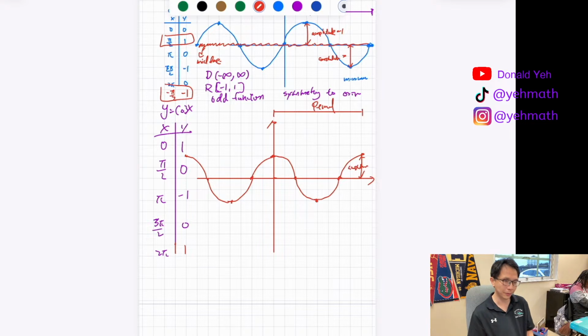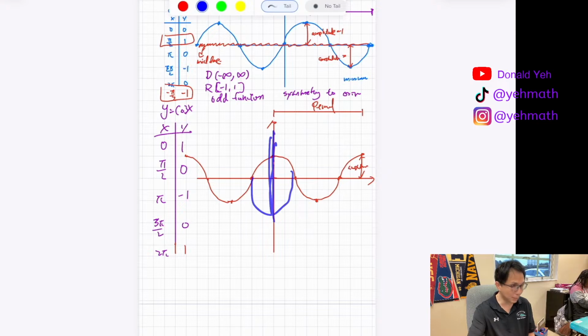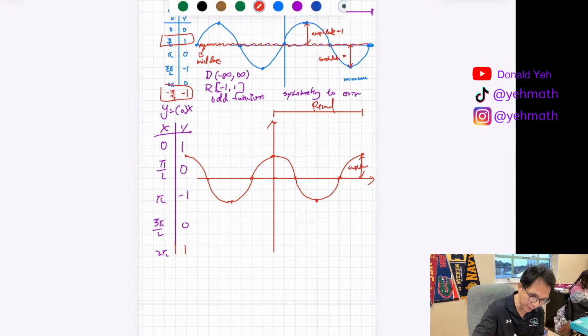Now, this is like your face. Think about it. If this is your face, this is symmetry to the y-axis. Symmetry to the y-axis is even. So this is an even function. The domain here is negative infinity to infinity, and the range goes from -1 to 1. The only thing different is this is the even function. You have to know this.